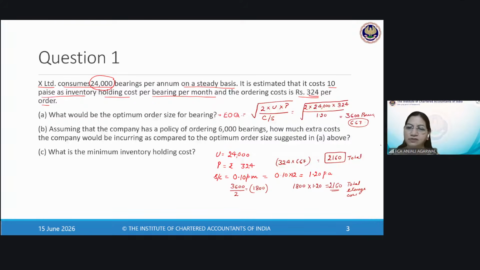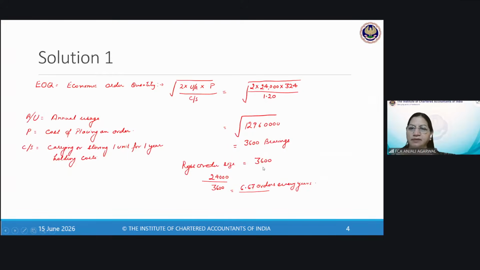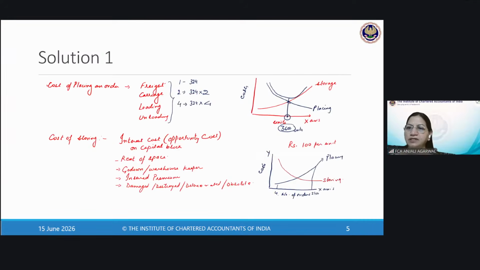Right. So just to explain here, theoretically it is possible that you may take a fractional figure. Now, we have seen here that your placing and storage will exactly meet. So at the EOQ, the placing and storage cost are exactly meeting. So placing and storage cost will be exactly the same.